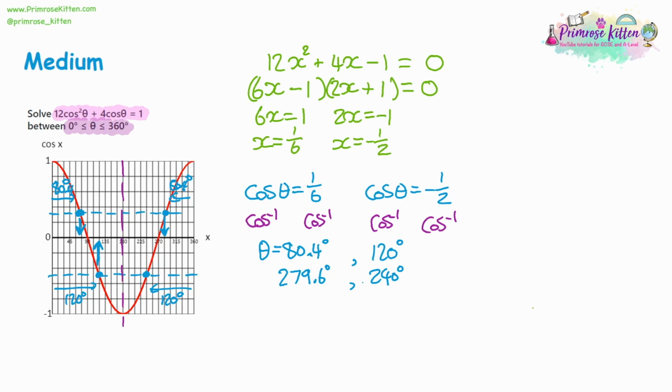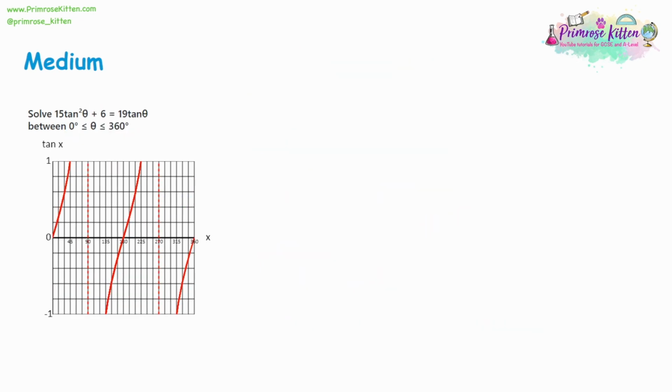One thing I want to do is at the end just consolidate all your answers and write them out neatly. So theta is equal to 80.4, 120, 240, and 279.6 degrees. Next, let's look at a tan question. So we have 15 tan squared theta plus 6 equals 19 tan theta.